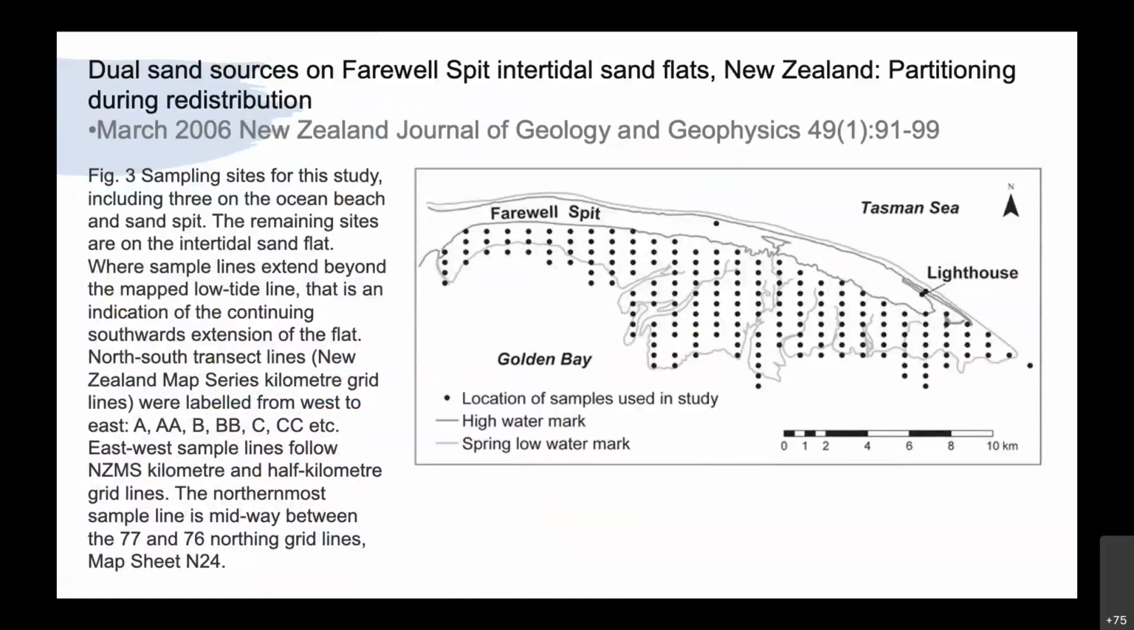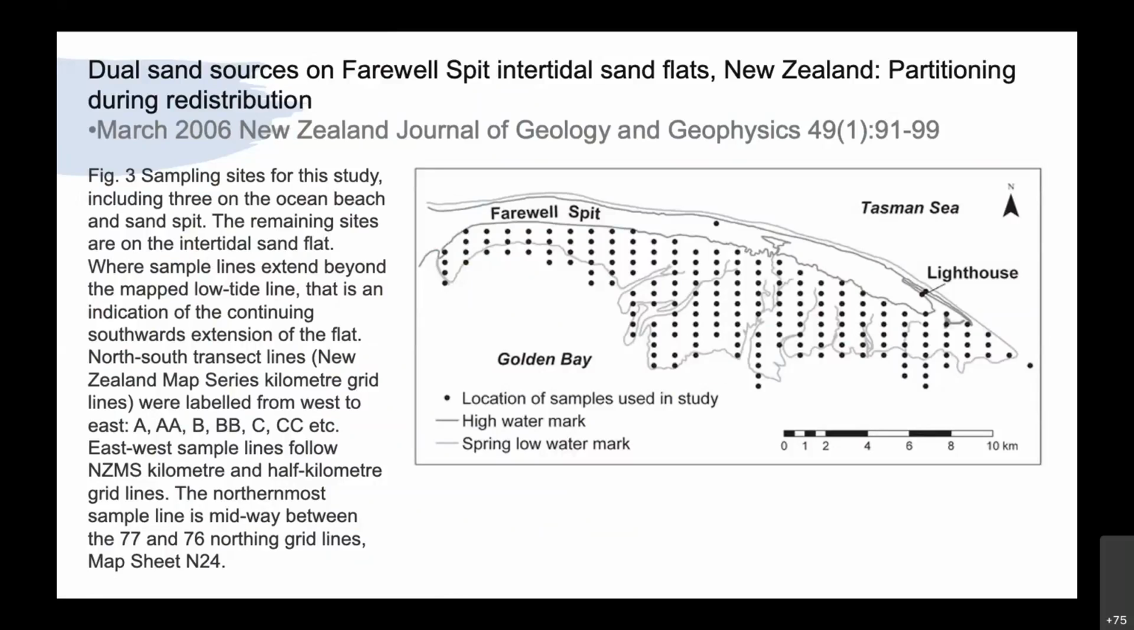Another one, for example, from a New Zealand journal, is on sand sources of an intertidal sand flat. If you can see, all the dots here are their sampling points. You can imagine how much time and how much money are needed to finish all this data. Collecting, the field trip, is the most fun part. But after that, when you come back and have all the data analysis, that is where the emotion just now came up.